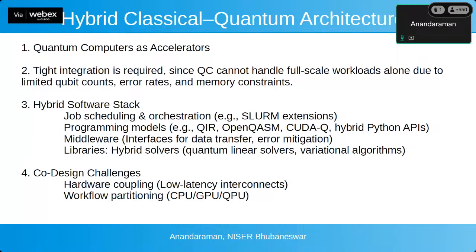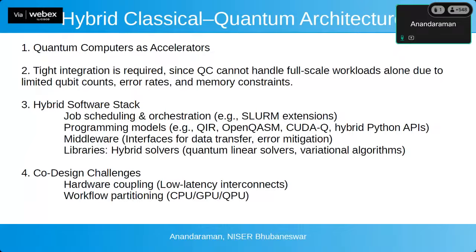So quantum computers as accelerators. Earlier we were using GPUs as accelerators. Now in future we will be using QPU as an accelerator for HPC, but it will not replace HPC. Tight integration is required since a quantum computer cannot handle a full-scale workload alone due to limited qubit counts, error rate, and memory constraints. A hybrid software stack needs to be developed.